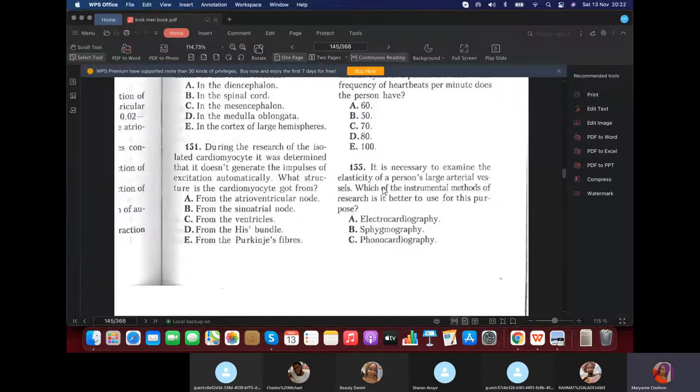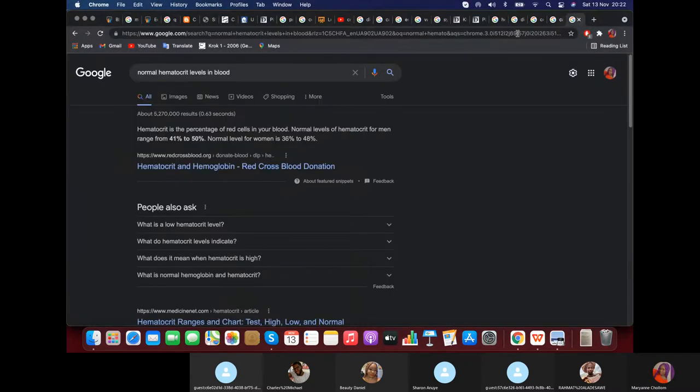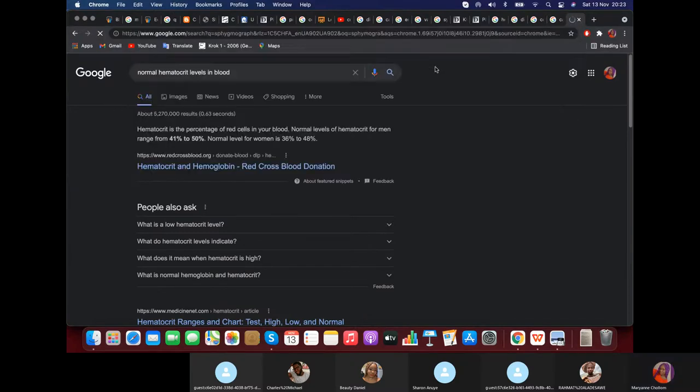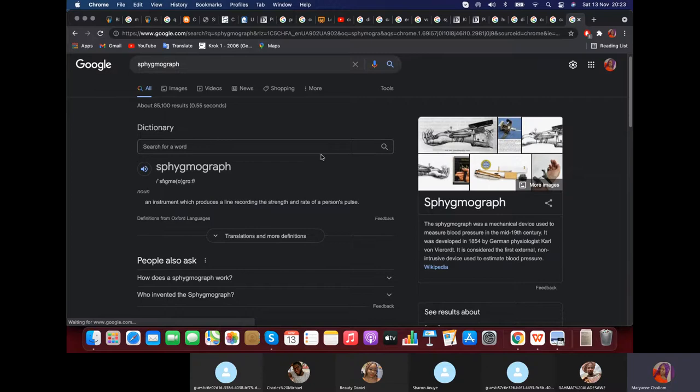It is necessary to examine the elasticity of a person's large arterial vessel. Which of the instrumental methods of research is it better to use for this purpose? The answer is sphygmograph, an instrument which records the strength of a person's pulse.